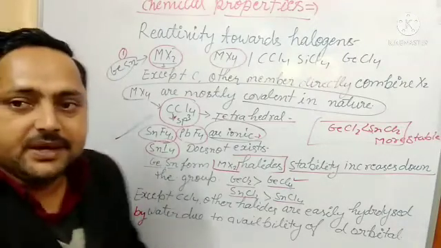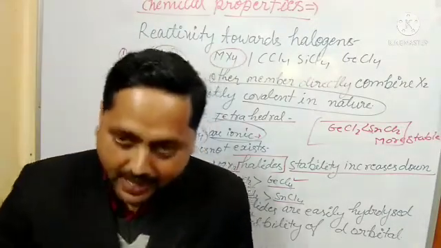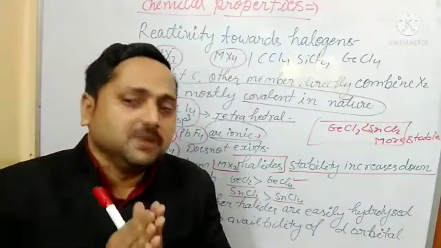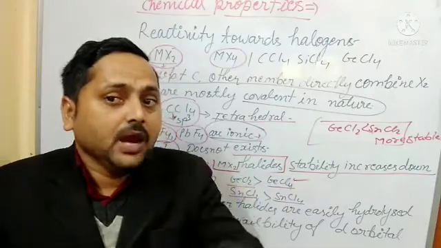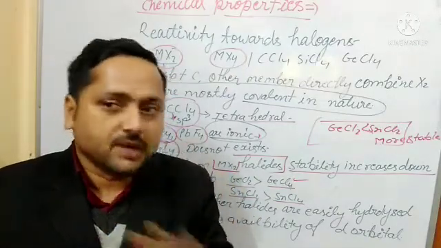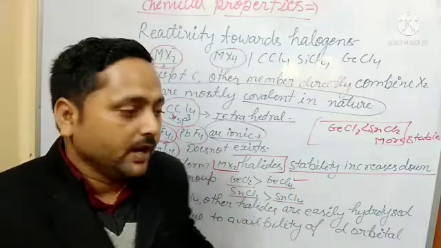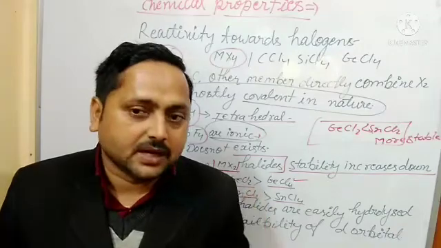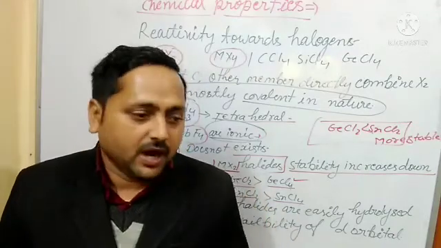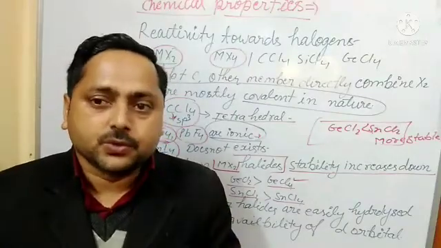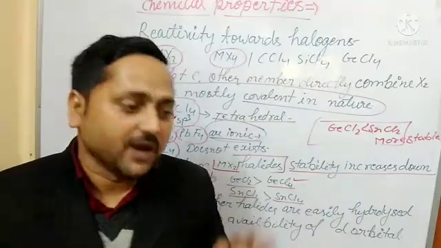Other elements of this group are easily hydrolyzed due to the availability of d orbitals. In carbon, electrons are present only up to the second shell, so d orbitals are not available there, while in the others d orbitals are available. The d orbital can accept the lone pair of electrons of oxygen from water, so they are easily hydrolyzed.